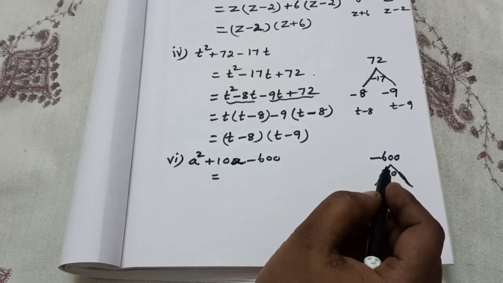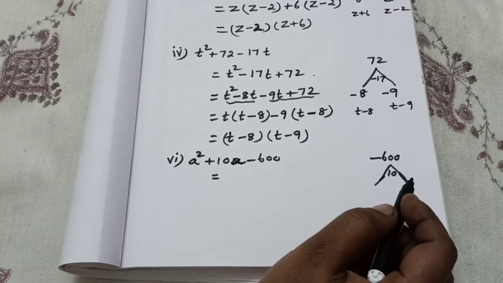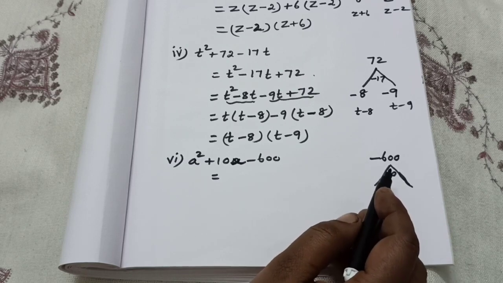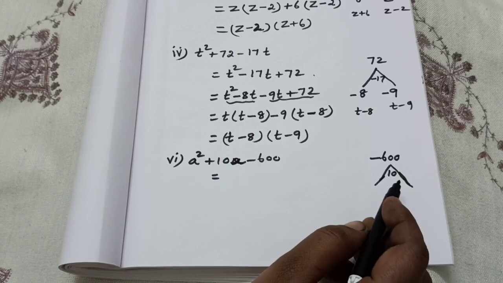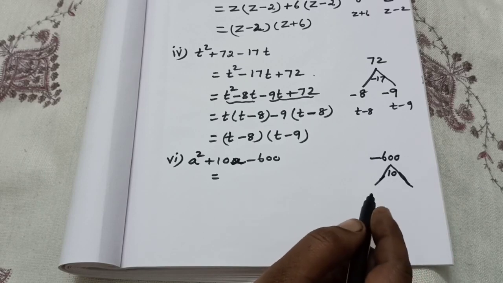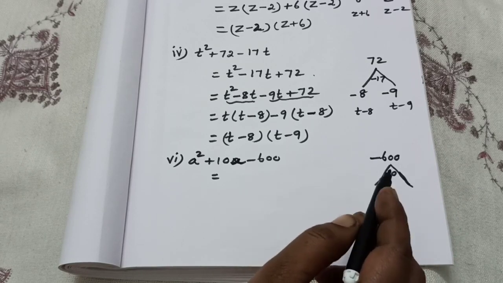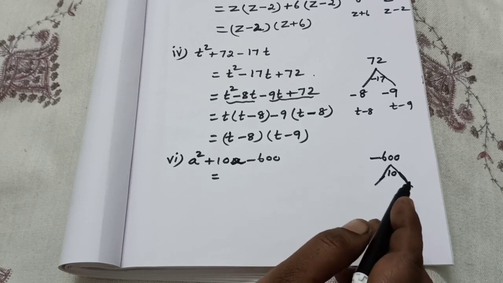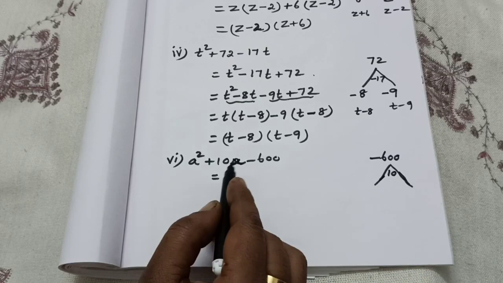Then 60 into 10 is what? 60 into 10, 600. Am I correct? But 60 and 10 if we add, then what? We won't get 10. Okay, that number we cannot take. Then one more number, any other number? Think and write. Here 10 we need, isn't it? Plus 10.